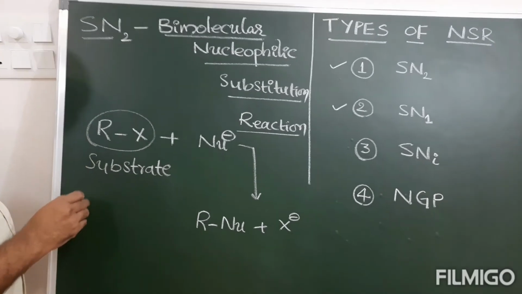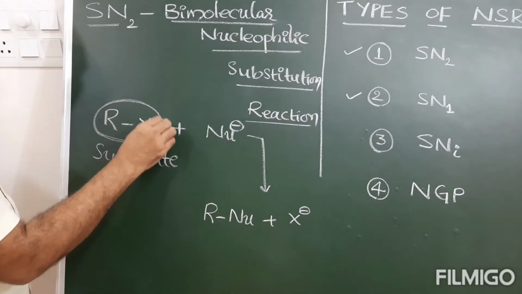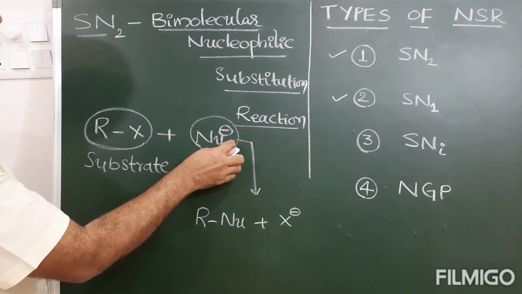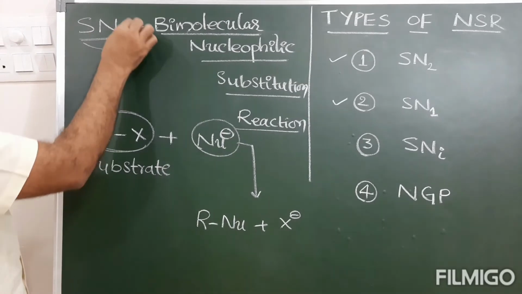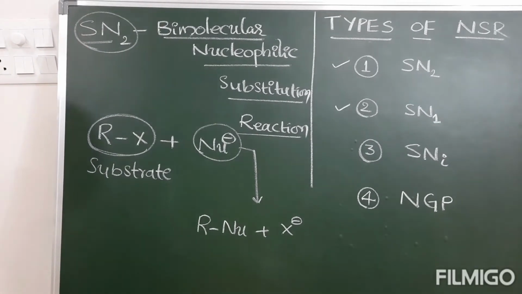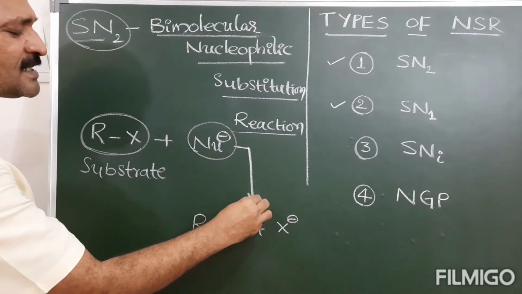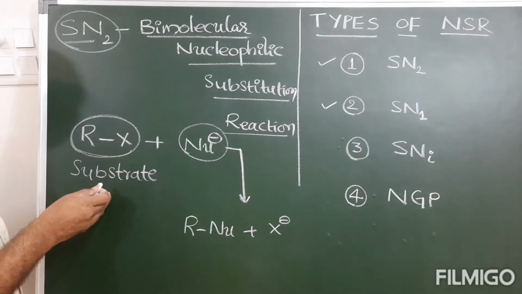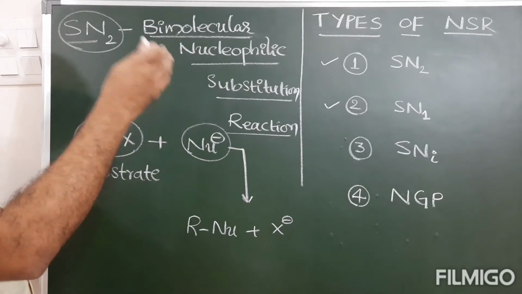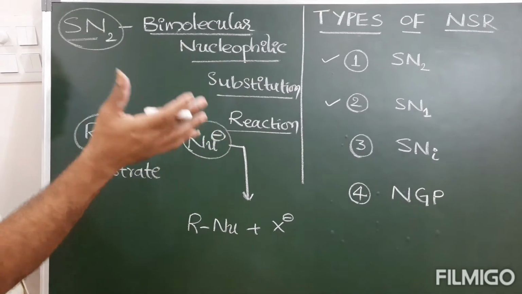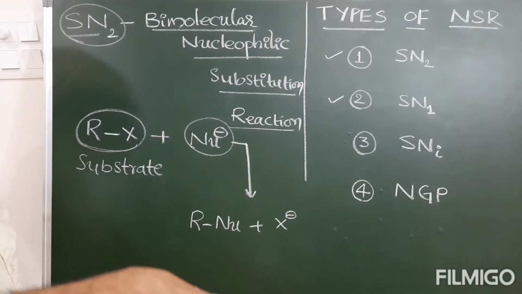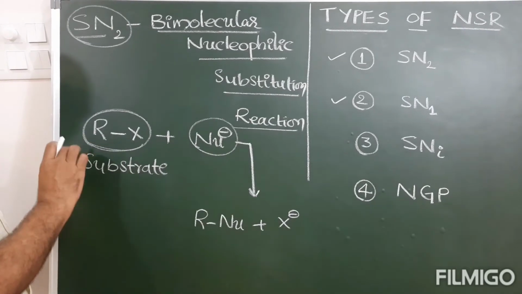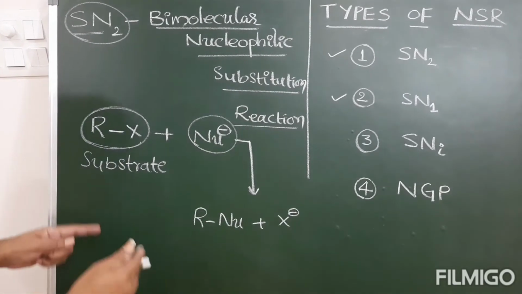In this reaction, the rate is influenced by both the substrate and the nucleophile. Then that reaction is considered an SN2 reaction. How can we say the concentration of the substrate and the concentration of the nucleophile will influence the rate of reaction? Under what conditions will these two be involved in the reaction? We will discuss this by taking the mechanism. So in the next step we are going to work out the mechanism.